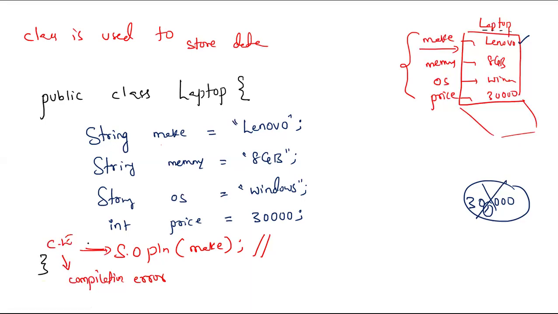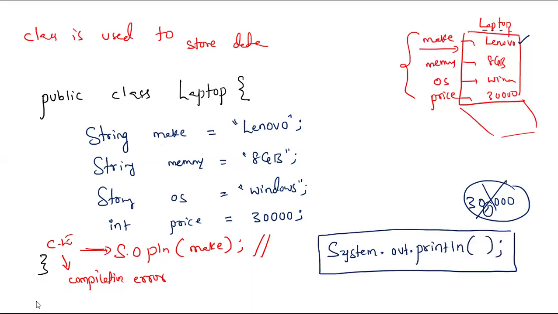What's the reason? The reason is, when it comes to the print syntax, System.out.println, this syntax is allowed to use inside a method only. Outside a method, we cannot write the syntax, it always gives a compile time error. Do we have any main method here? No. That's why it is an error.